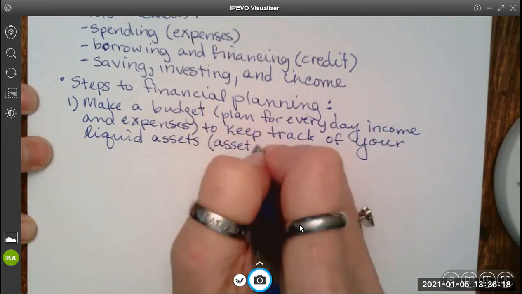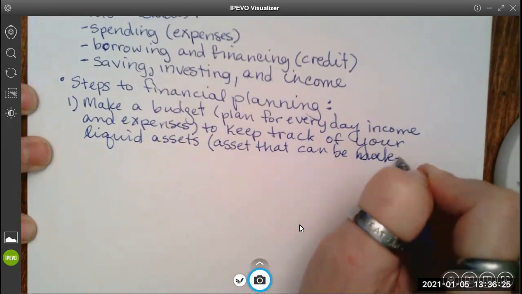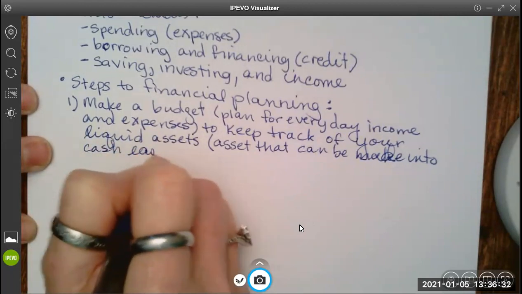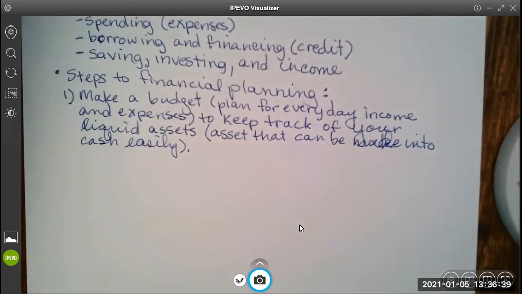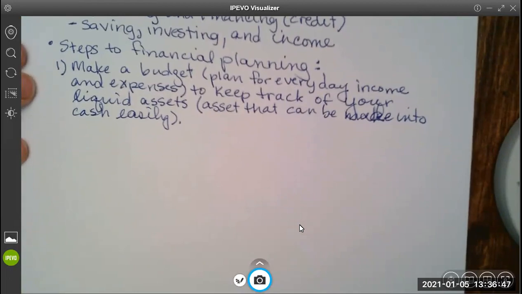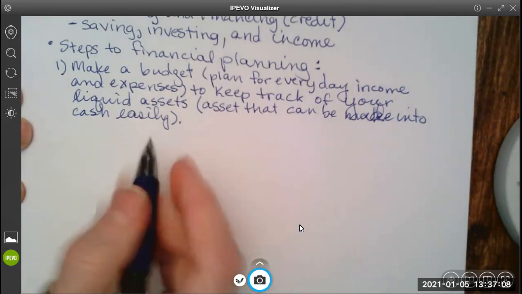assets that can be made into cash easily. Okay, so your checking account, your savings account, those are already cash. But another form of something that can be made easily into cash would be sometimes pieces of jewelry. Sometimes you have physical objects that can be turned into cash easily. Sometimes it's just different bank accounts you have. So your liquid assets are your things that are your cash or cash equivalents.